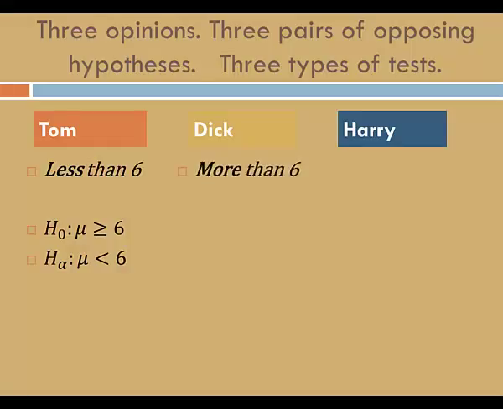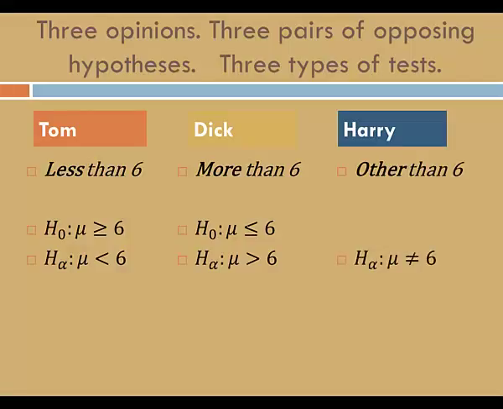Dick's opinion is that the mean is more than 6. In this case, the alternative is that the mean is greater than 6. The null hypothesis is the complement, that the mean is less than or equal to 6. Harry's hypothesis is that the mean is other than 6. In other words, the mean does not equal 6. The complement is mu equals 6.